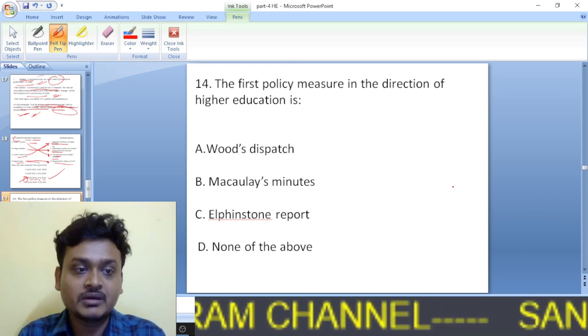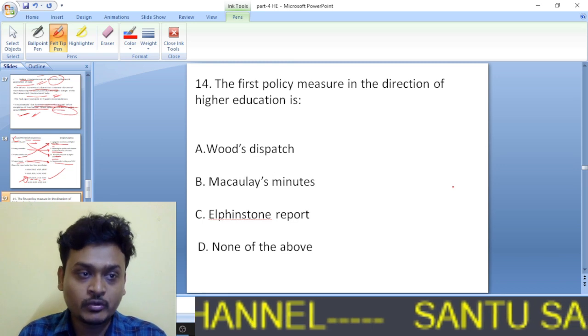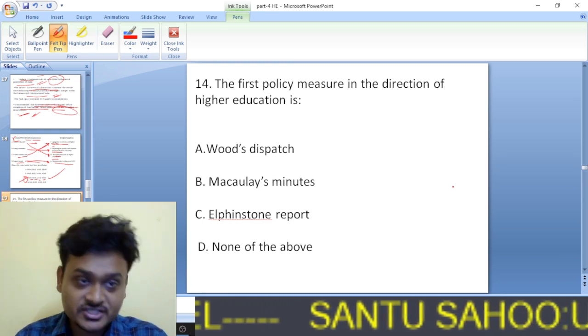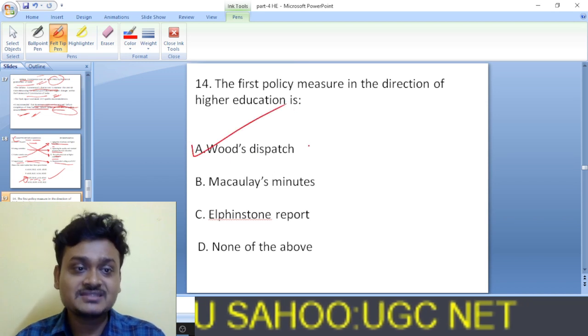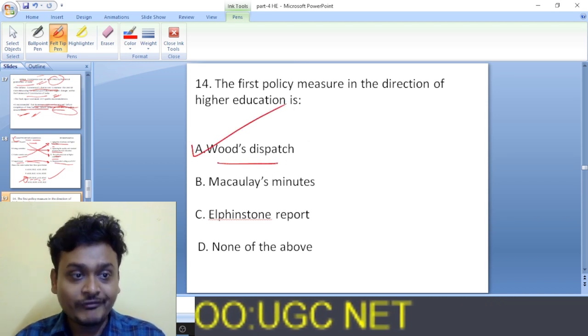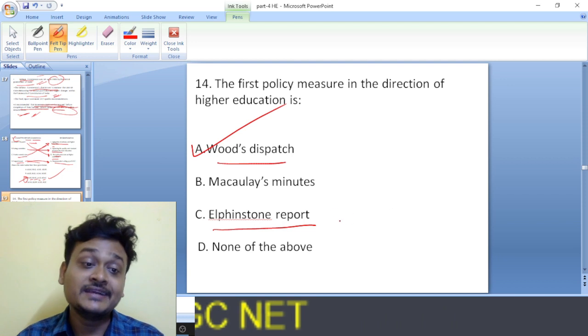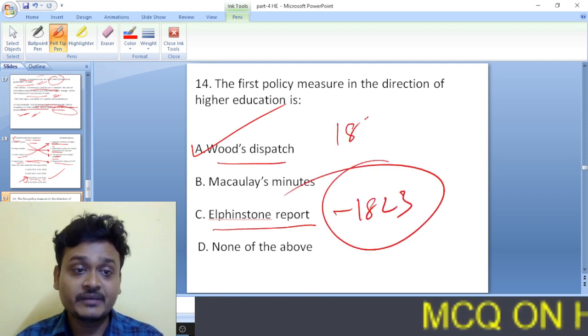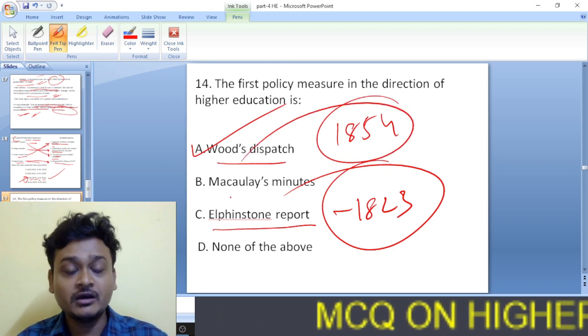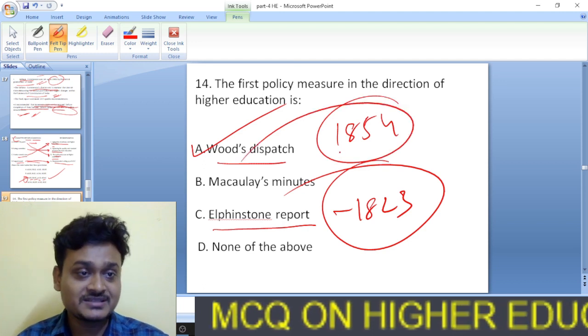Moving on to question number 14, the first policy measure in the direction of higher education is: Woods Dispatch, Macaulay's Minutes, Elphinstone Report, none of the above. So the first policy measure in the direction of higher education is Woods Dispatch, that came in 1854, whereas Elphinstone Report came in 1823. Woods Dispatch is also known as the Magna Carta. So Woods Dispatch is the right option.